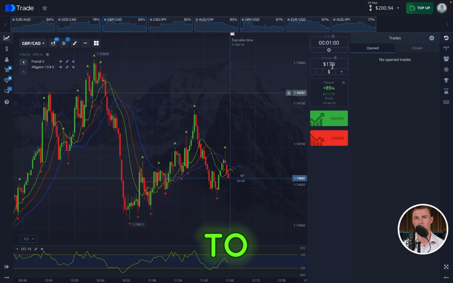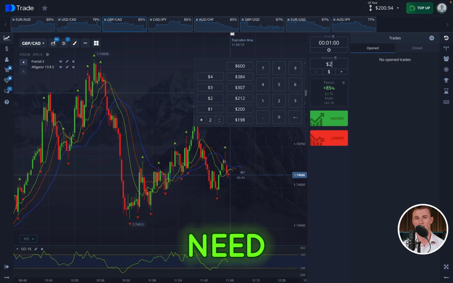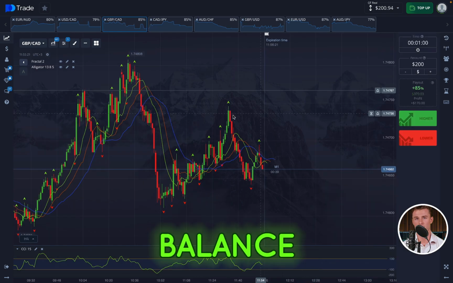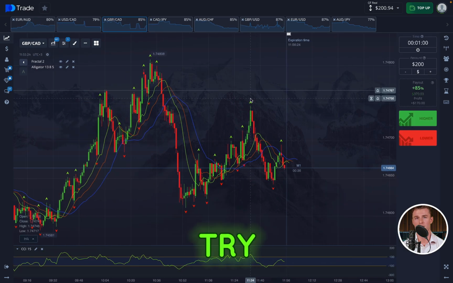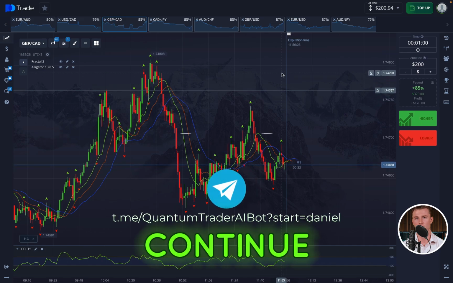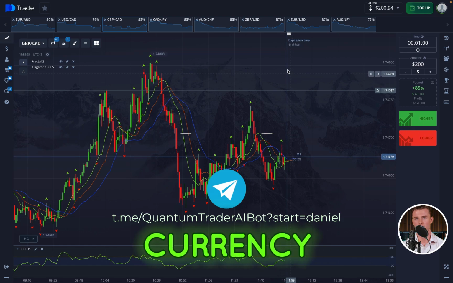In order to get to a more satisfactory profit, I will need to take a risk and open a trade for the full amount of my balance. I will try to find the entry of the trade in more detail. Let's continue, and I will pick up the following currency pair.